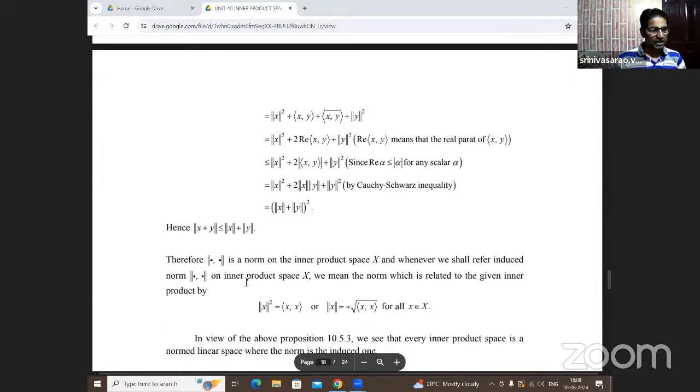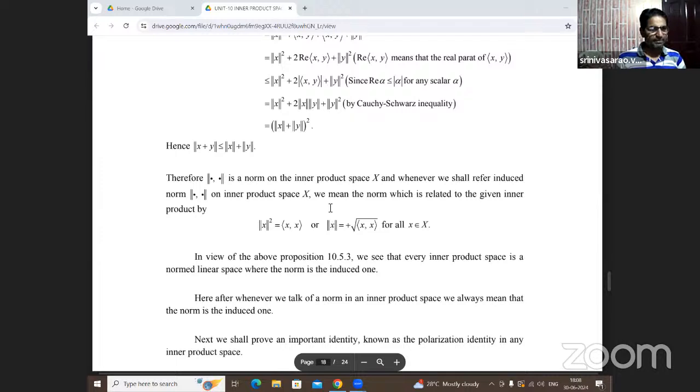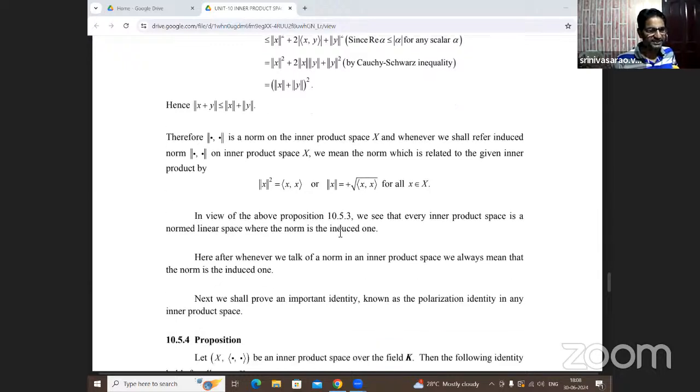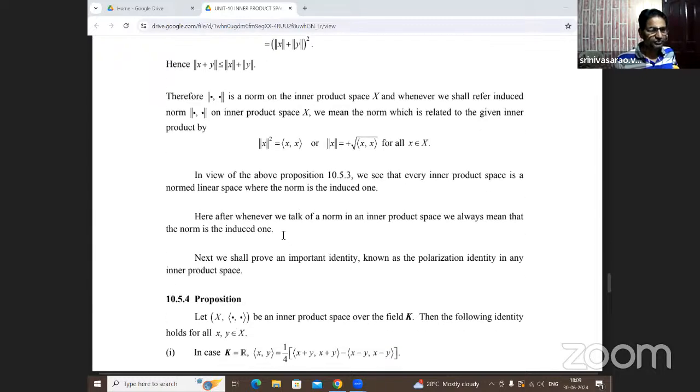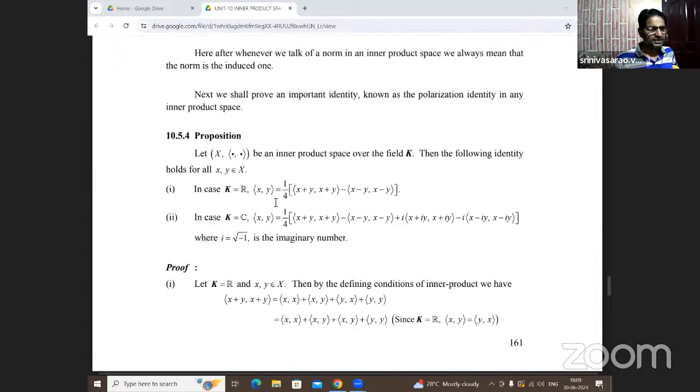Under the norm in an inner product space, norm x squared means the inner product of x and x, and norm x equals the square root of the inner product of x and x. The norm representation depends upon the inner product space. Students, this is the parallelogram law.